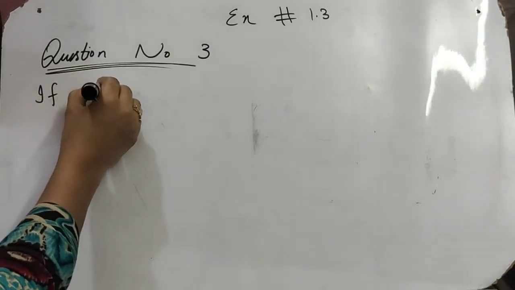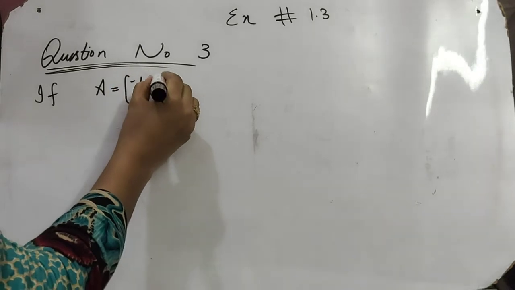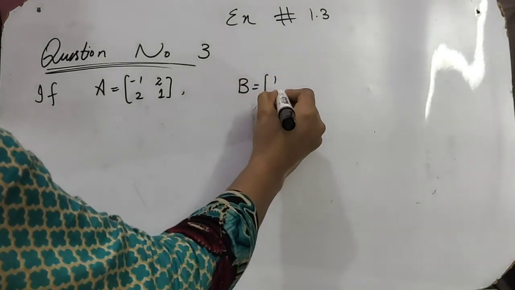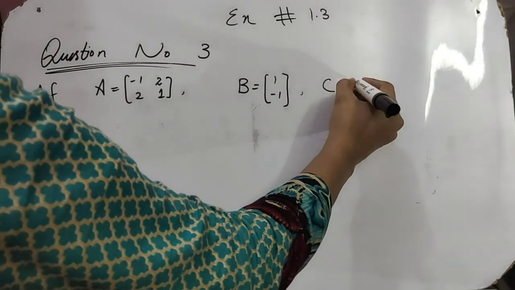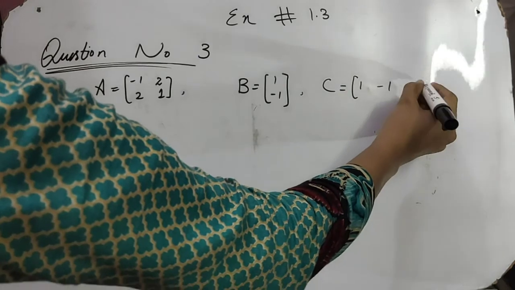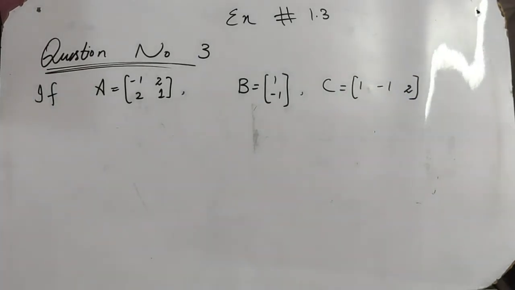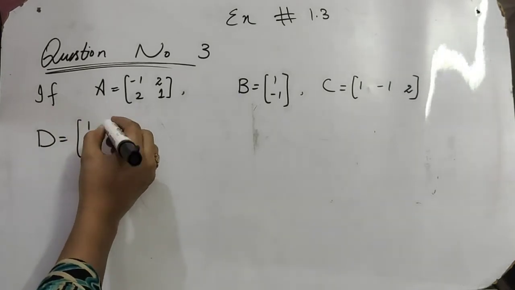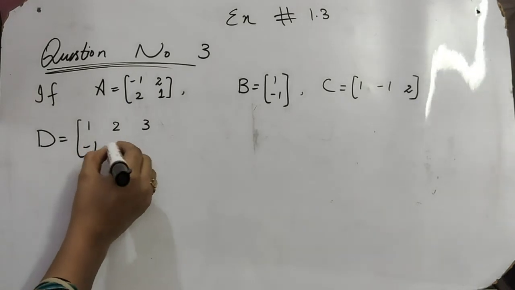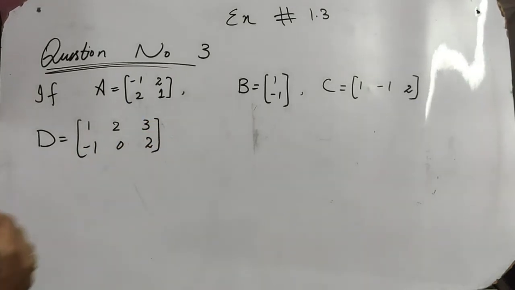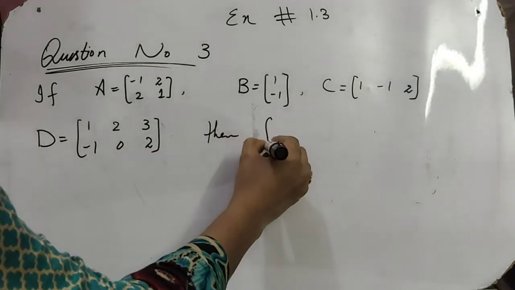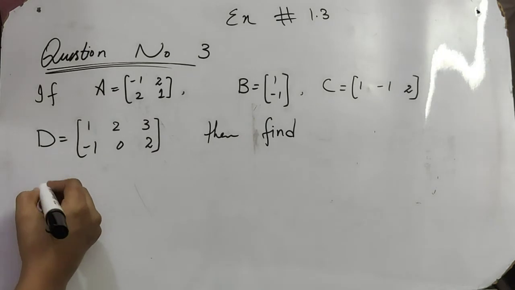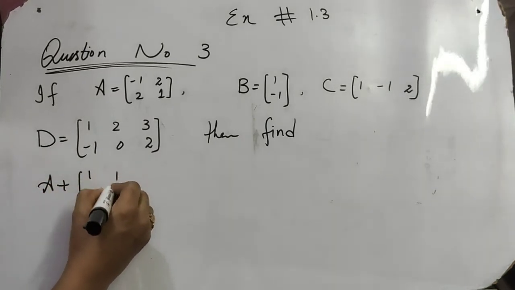If A is equals to minus 1, 2, 2 and 1, B equal to 1 minus 1, C is equals to 1 minus 1 and 2, and D is equals to 1, 2, 3, minus 1, 0 and 2. Then find. First we find A plus 1, 1, 1 and 1.